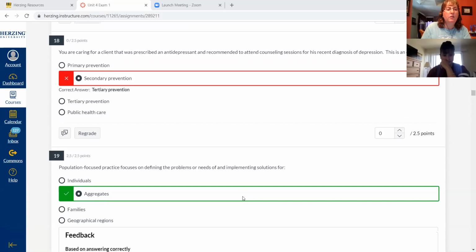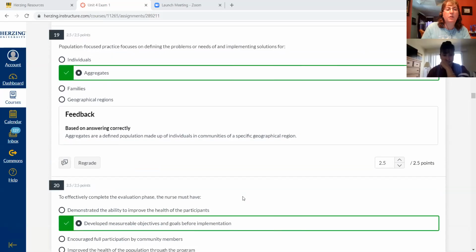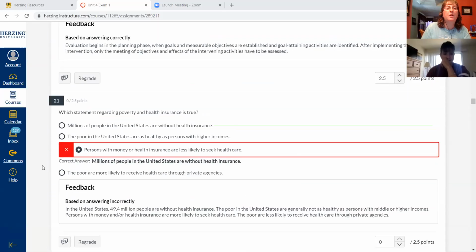All right. Population-focused practice, we did that. Okay, how about this one? Which statement regarding poverty and health insurance is true? It should have been that millions of people in the United States are without health insurance. Yeah, I was between those two because I was like, eh. It's kind of hard to believe that anymore in 2020, but you have to remember our book's a few years old. Back then maybe that was true, but maybe not as much anymore. And there are still people without health insurance out there. Right.